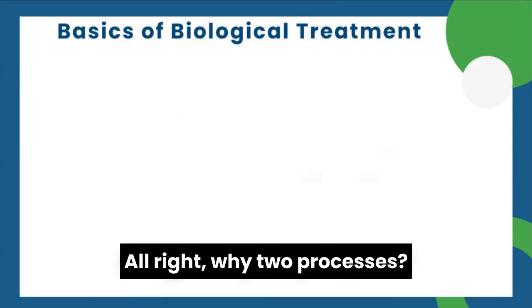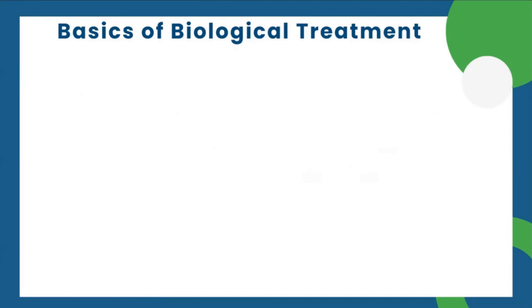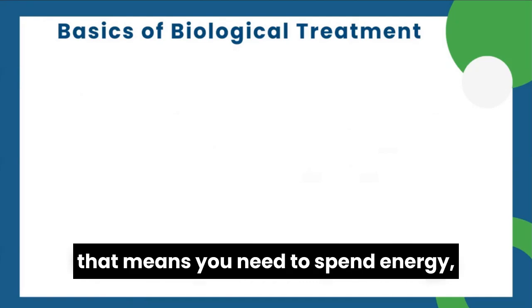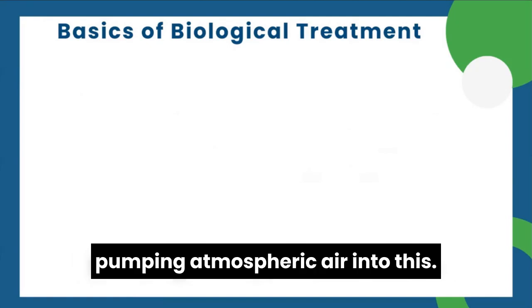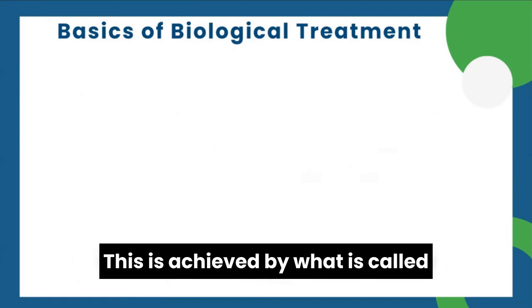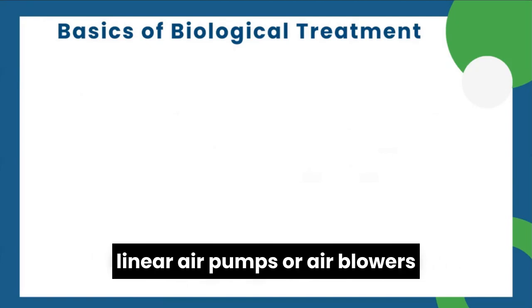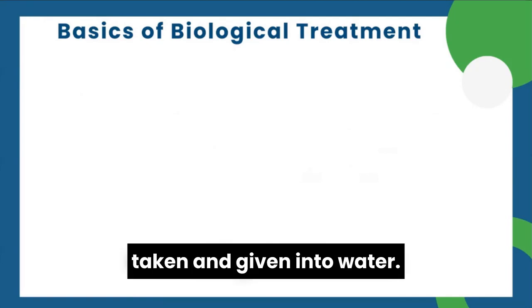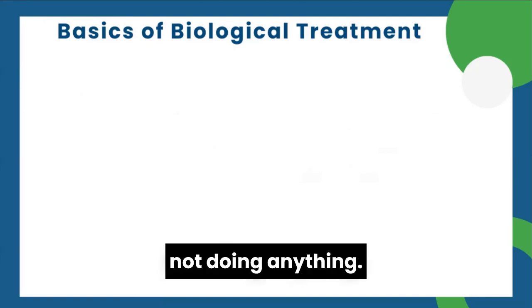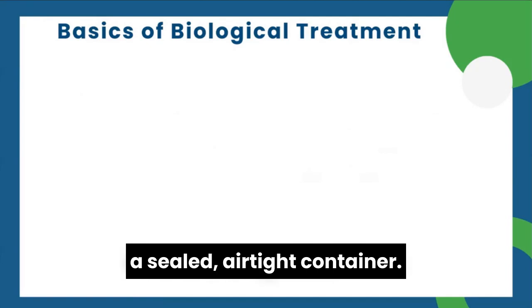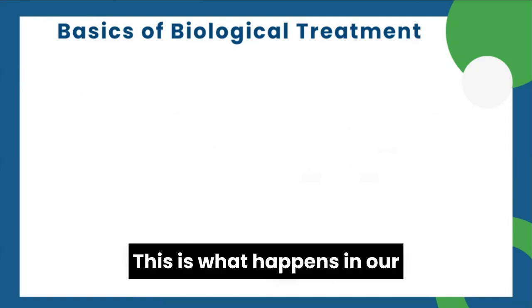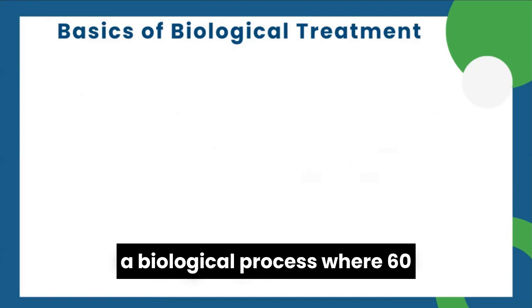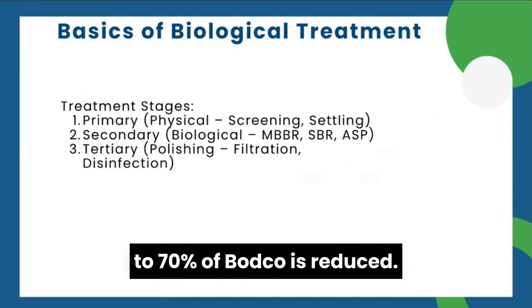All right. Why two processes? What is the significance? External pumping of air is required if you are using aerobic bacteria. That means you need to spend energy, you need to have equipment which is pumping atmospheric air into this. This is achieved by what is called linear air pumps or air blowers or centrifugal air blowers. So some kind of mechanism where atmospheric air is taken and given into water. Anaerobic means you are not doing anything. You are just putting it into a sealed airtight container. This is what happens in our septic tanks in villages. All right. So septic tank is also a biological process where 60 to 70% of BOD COD is reduced.